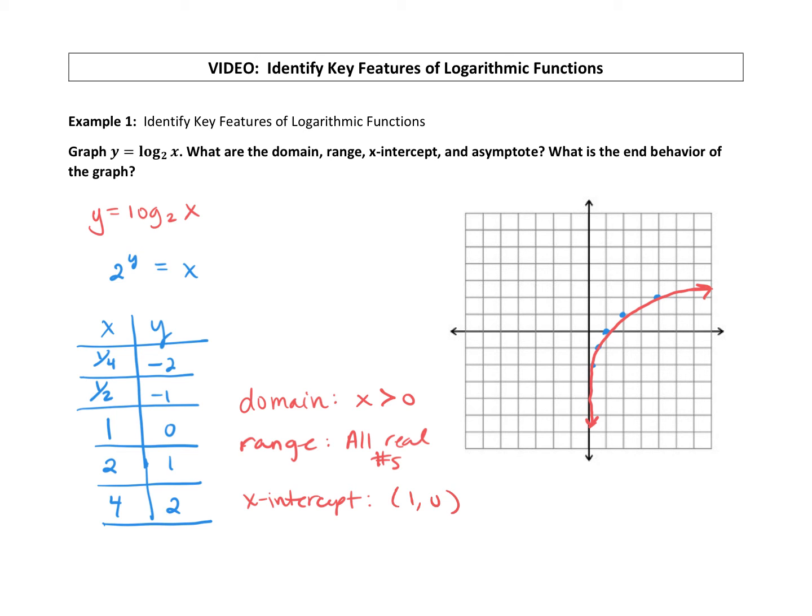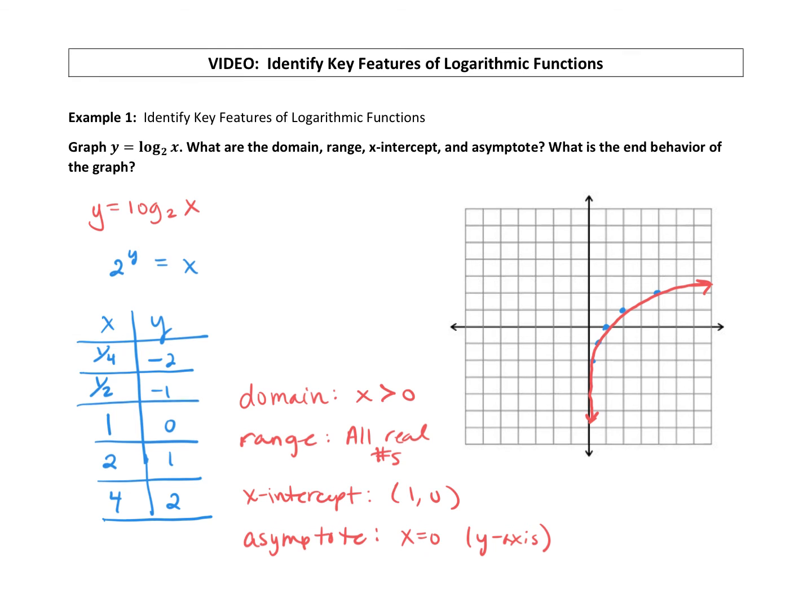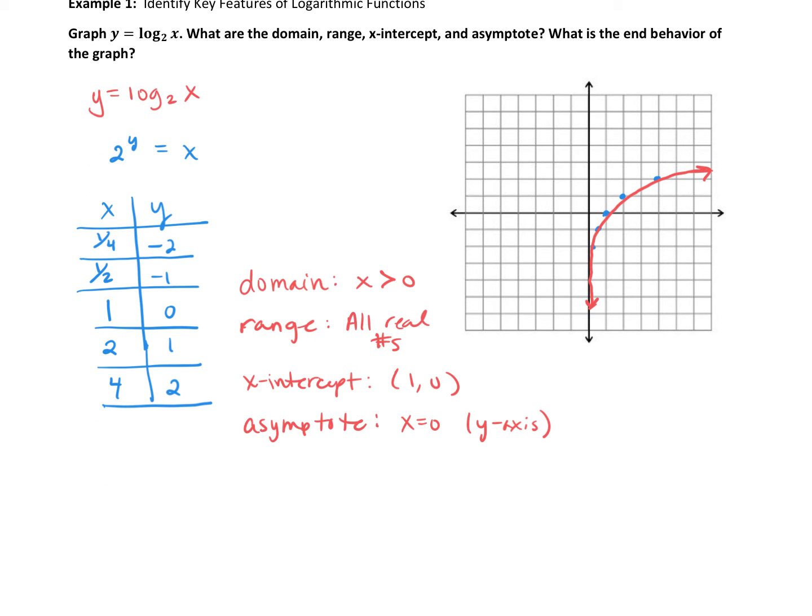And then the asymptote is this vertical line. So asymptotes will be vertical lines with your log functions, and it's at x equals 0, which is the y-axis. Now that asymptote will shift with the graph if you have any horizontal translations, so just be aware that that can change. But in this function with no horizontal transformations or translations, it is just the y-axis, x equals 0.